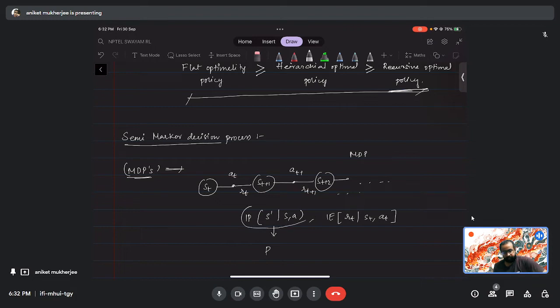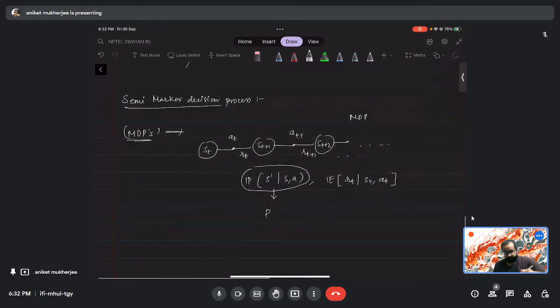So here, as you can see, the transition to the next state at time t+1 depends on the state you are in at time t and the action you've taken at time t. So there is only one time step of dependence, which is the strong Markov property. That is why it is called a Markov decision process.